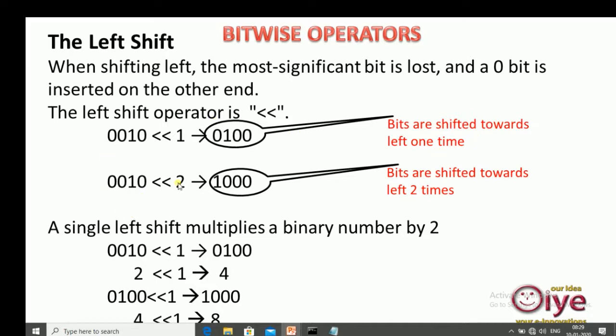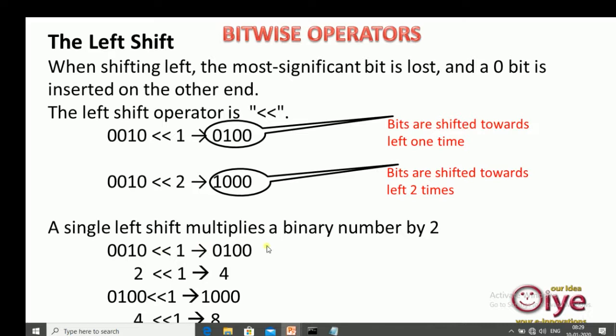Again we took 0, 0, 1, 0, left shift 2, then the 1 is shifted 2 places left. Now the result is 4 and here the result is 8. So we have taken the value as 4 and the result is 8.